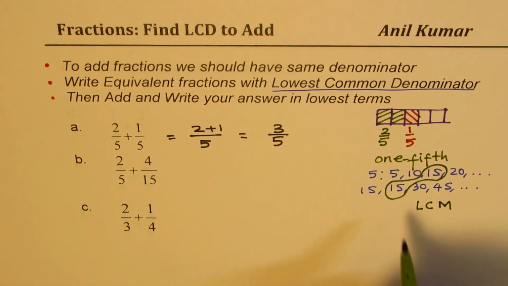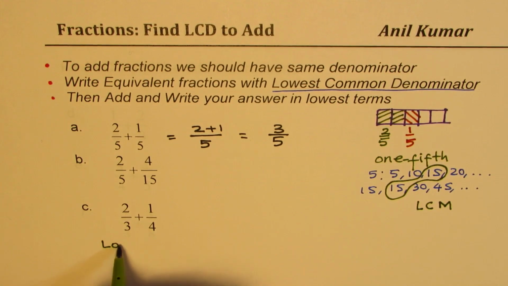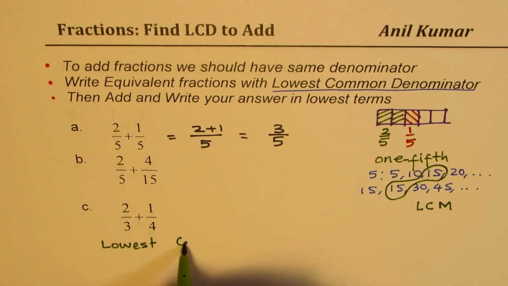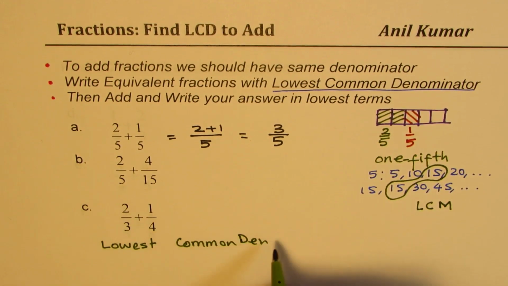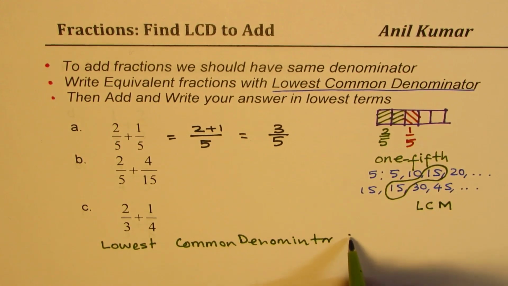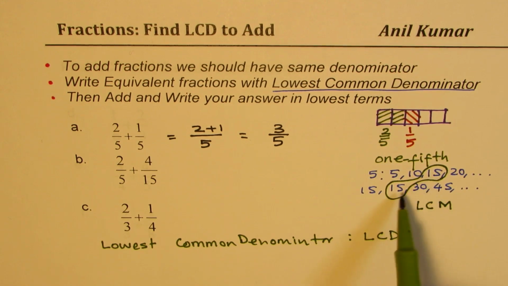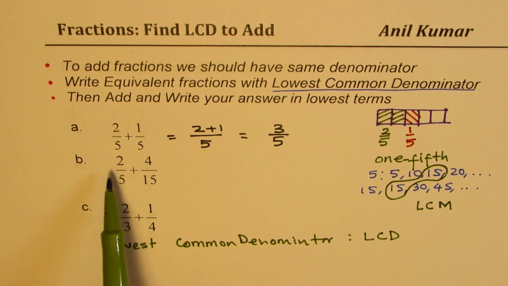But when we add, we use the word lowest common denominator, since it is in the denominator. However, LCM and this are kind of the same thing, right? So we may call this the LCD, lowest common denominator. But effectively, it is a common multiple, the lowest amongst them. Now, we could write 2 over 5 as an equivalent fraction with denominator 15, right? So that is the whole idea.